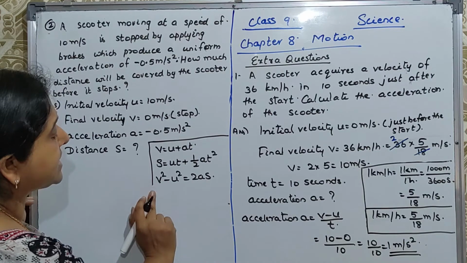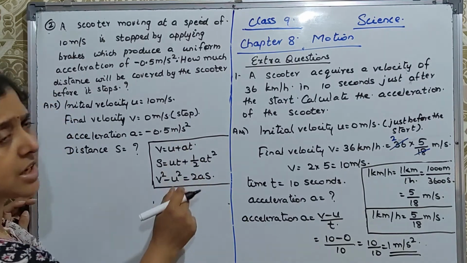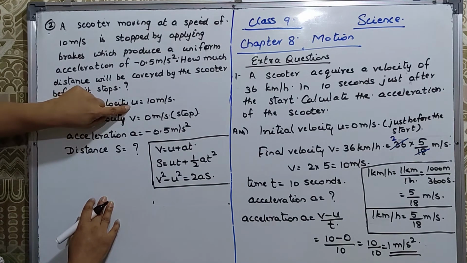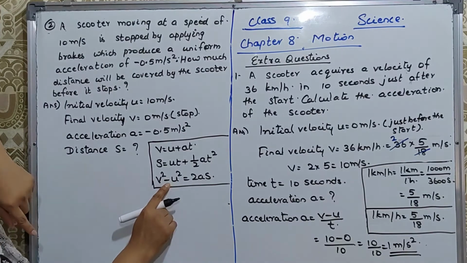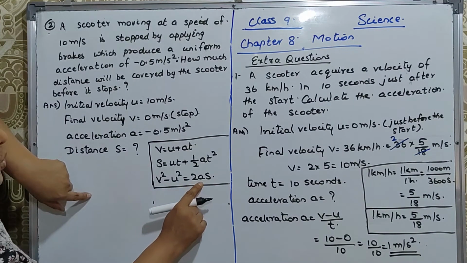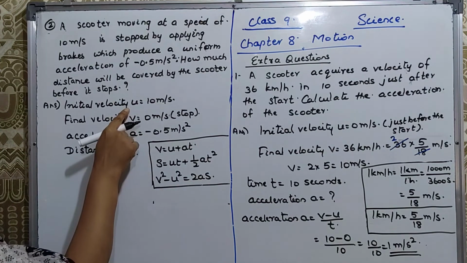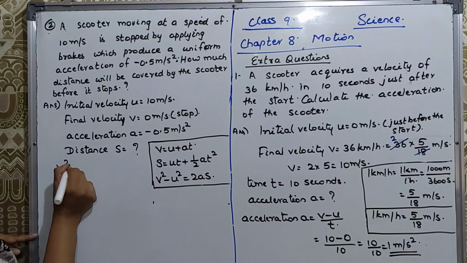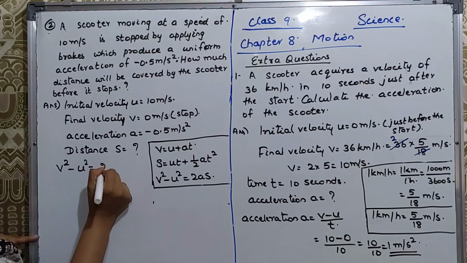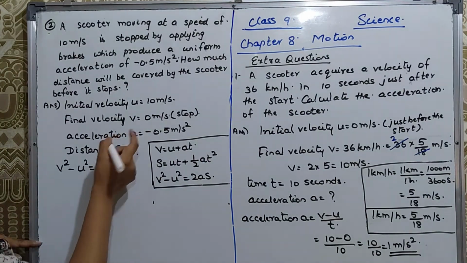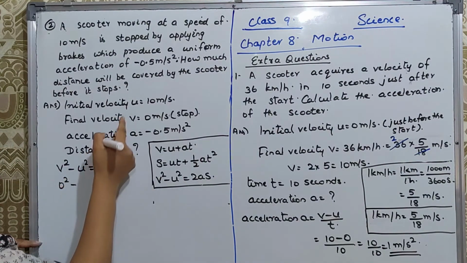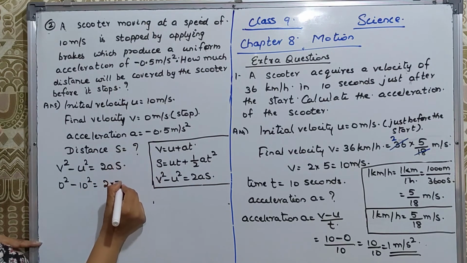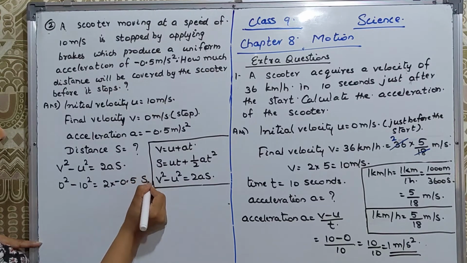According to the given data, we'll check in which of these 3 equations you can substitute these alphabets. The only equation which does not contain t is v squared minus u squared equal to 2as. So we'll select this equation, where v, u, a and s are present. We'll apply the formula v squared minus u squared equal to 2as. In place of v squared, you will write 0 squared minus u squared, 10 squared, equal to 2 into a, minus 0.5, into s.